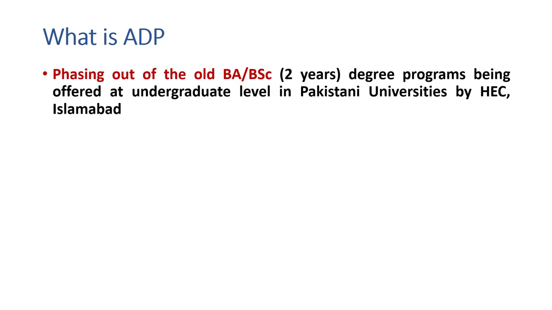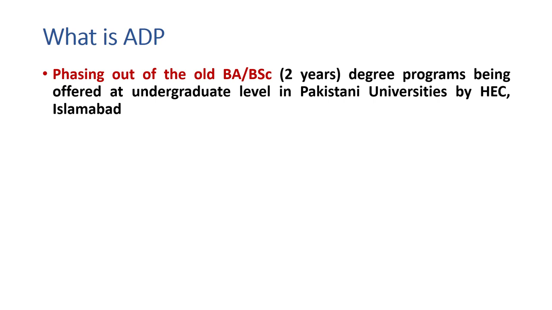We continue now from what is ADP. Now, what is this abbreviation ADP? This is what we keep on listening to these days, but what is this? You have to keep in mind all the red color, all the red lines or words, because these are the important ones. So earlier we used to have BA, BSc. Arts people will call it BA and science people will call it BSc. So Bachelor of Arts and Bachelor of Science.